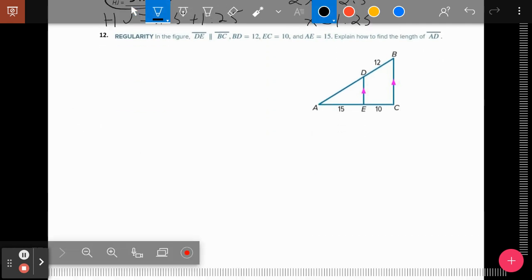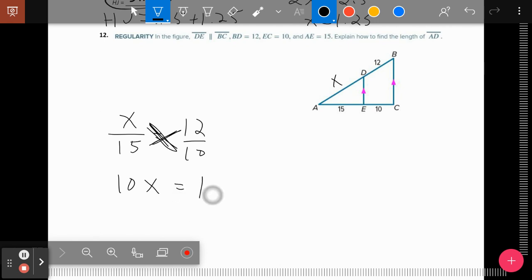And then here, explain how to find. Well, we're just finding explanations to work for us. So this is just x here. All right. And so I would do x over 15 equals 12 over 10. I cross multiply there and get 10x equals 12 times 15, 180. And then I divide by 10. I probably should write that work out. I don't think I've been doing that all along. Sorry, guys. x equals 18. So AD equals 18.